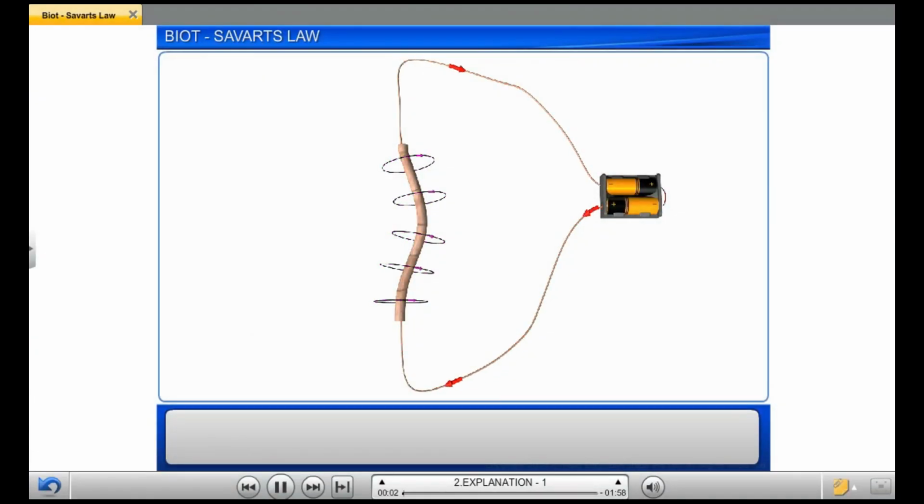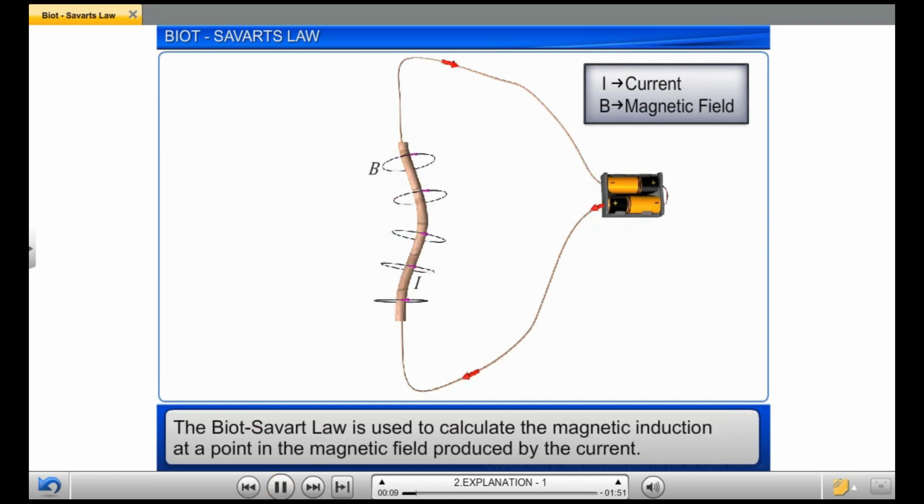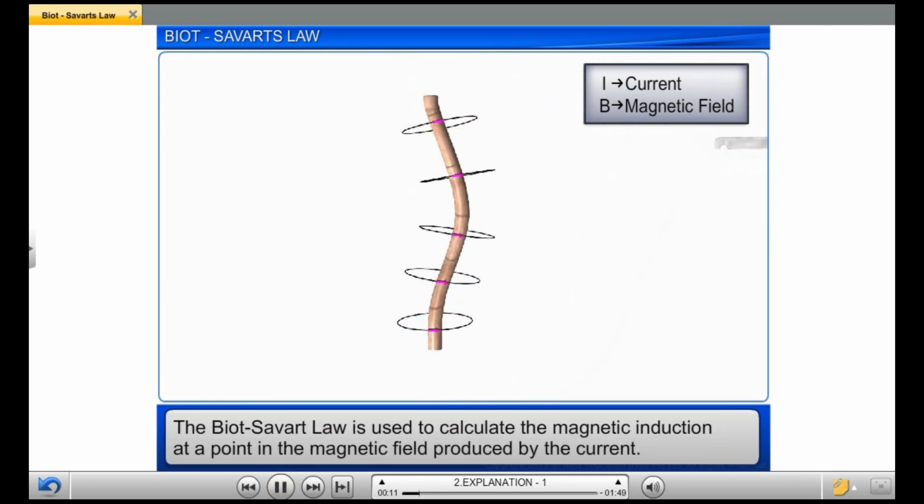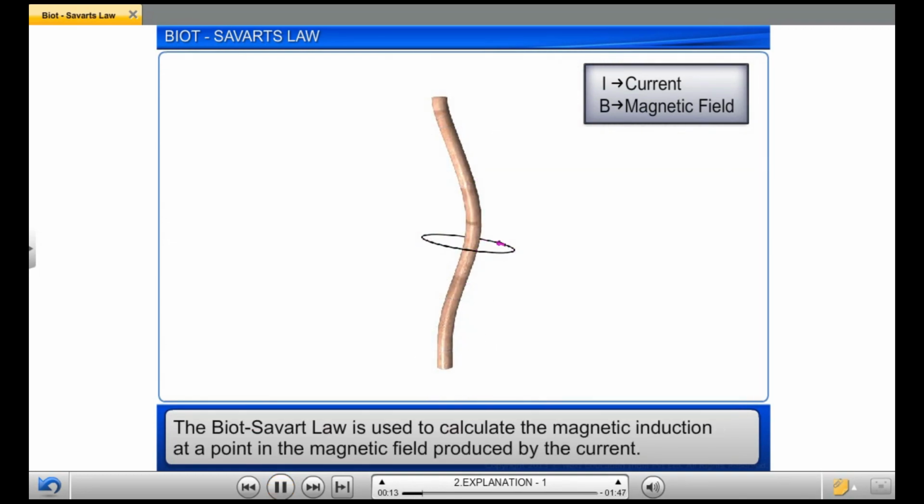The Biot-Savart law expresses the relationship between current and the magnetic field produced by the current. The Biot-Savart law is used to calculate the magnetic induction at a point in the magnetic field produced by the current.